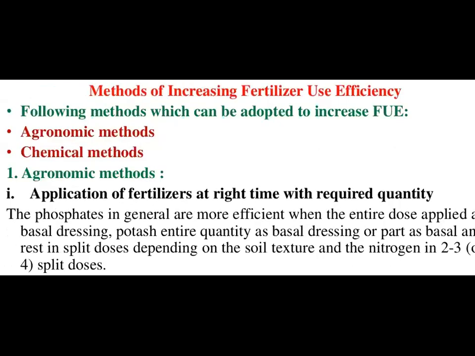Then methods for increasing fertilizer use efficiency. Two methods are followed, known as the agronomic method and the chemical method. Agronomic method: application of fertilizer at the right time in the required quantity can be useful for increasing fertilizer use efficiency. Phosphates are more efficient when the entire dose is applied as basal dressing. The entire quantity of potash is also applied as a basal dose, and nitrogen is applied in split doses, that is 2 to 3 doses.